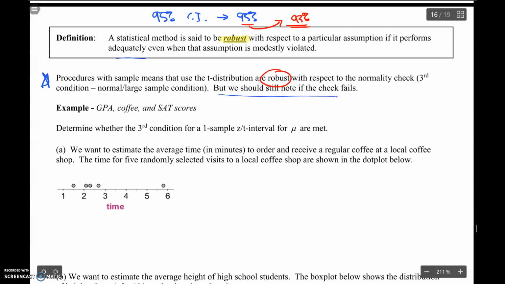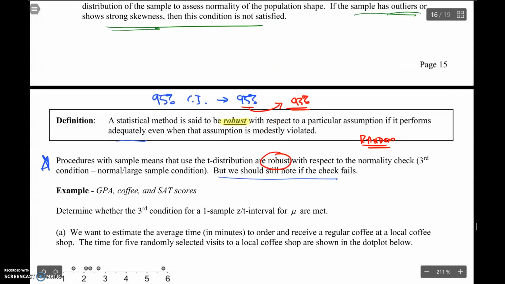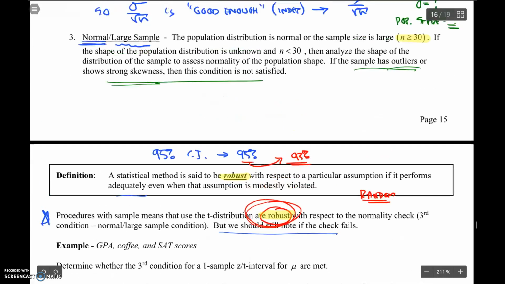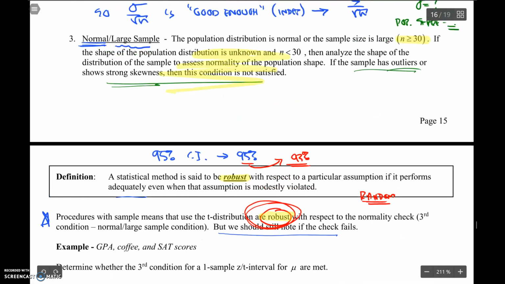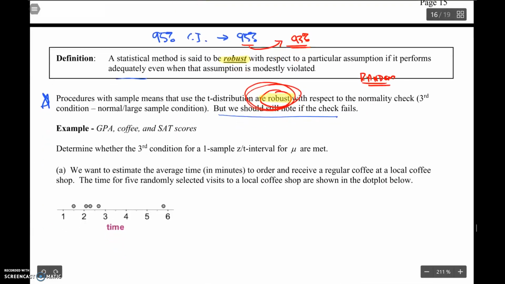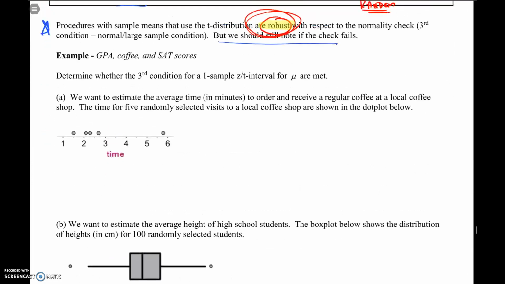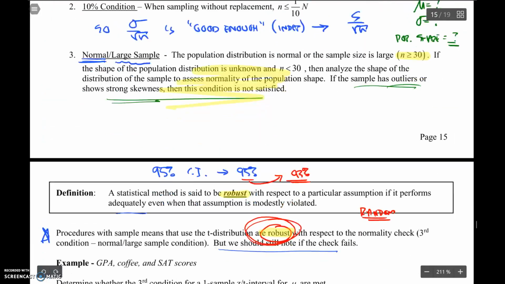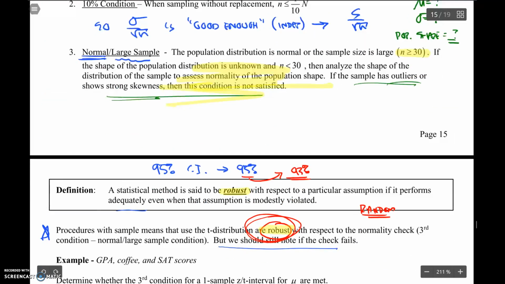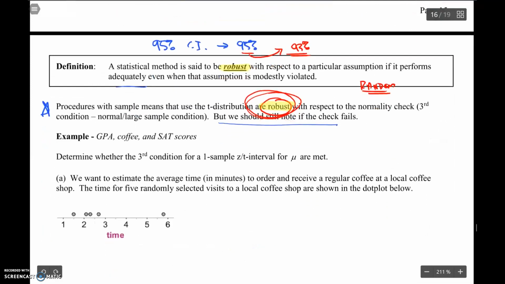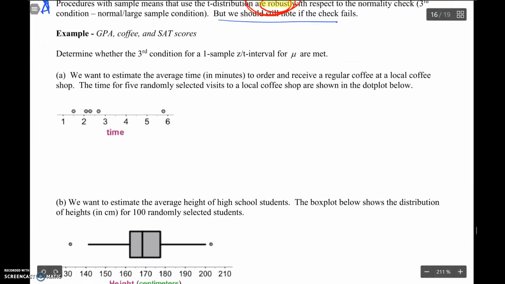Whereas nothing is robust with respect to the random check. If you fail the random check, you're screwed pretty much, right? So this should make you feel maybe a little bit better about how bad this check is as far as doing its job. Regardless, all of this is kind of moot for AP Stats. In AP Stats, we run the check as it is here, and that's it.